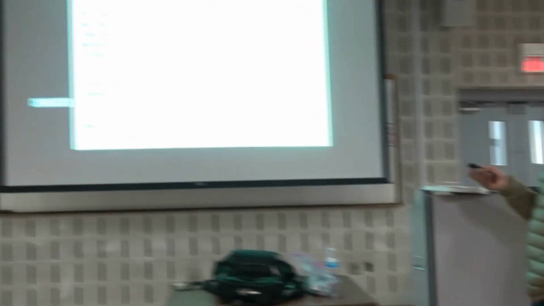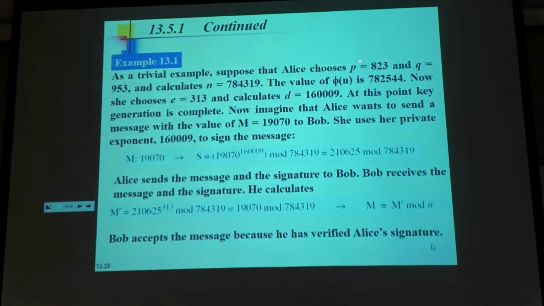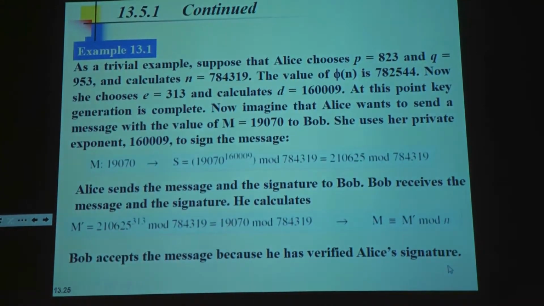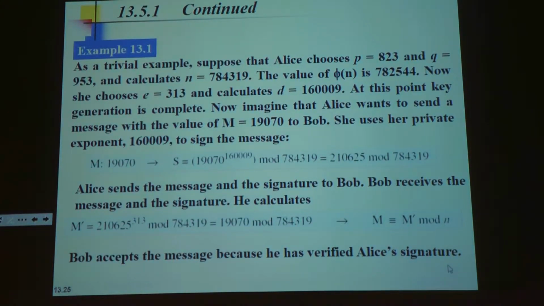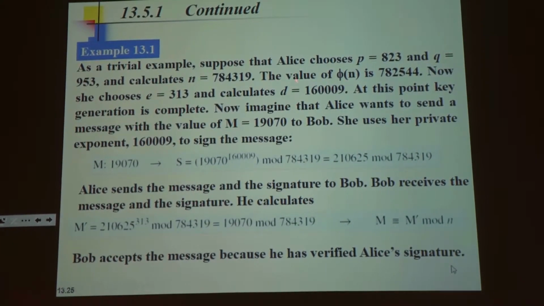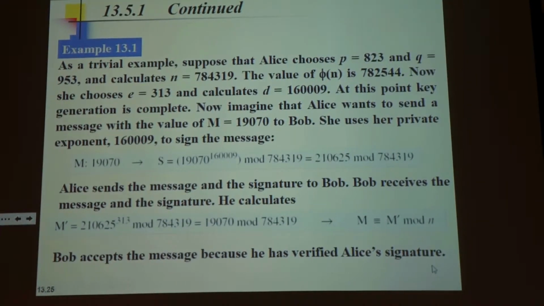So as a trivial example, suppose that Alice chooses P and Q. Remember we choose two primes, P and Q, multiply them together to get N, and then phi of N. There's a procedure we have learned, and I'm not going to go over it now. So P equals 823, Q equals 953. We calculate N by multiplying these, and then phi of N, which is Q minus 1 multiplied by P minus 1. Now we choose E, 313, and we calculate D, which became this number. At this point, key generation is complete. Simple RSA, we generate the keys, all right?